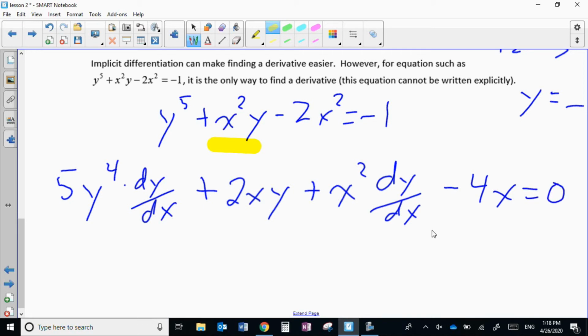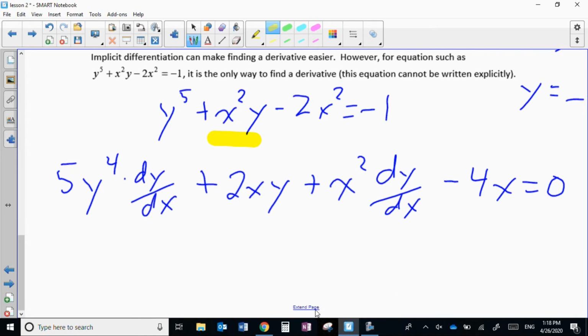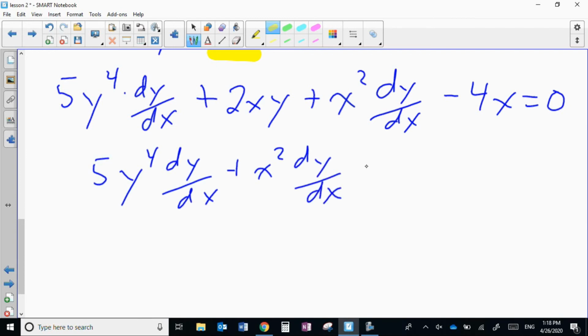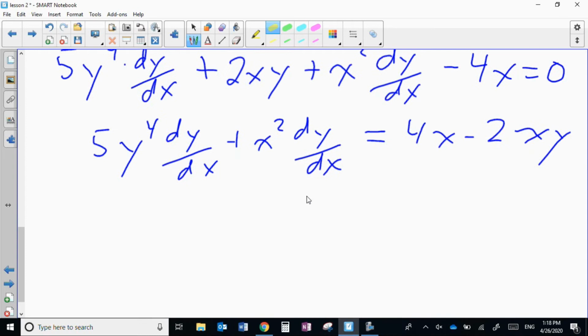Okay, now we want to solve for dy by dx. So what I would do is group my dy by dx's on the left side of the equation and everything else on the right side of the equation. So I get 4x, take away 2xy. Now I'm going to factor out the dy by dx.